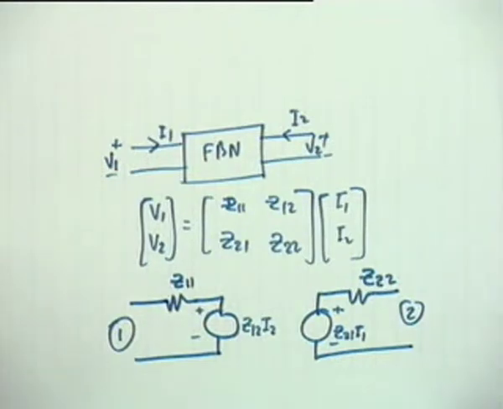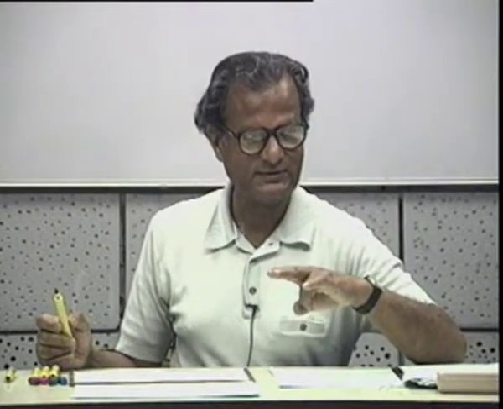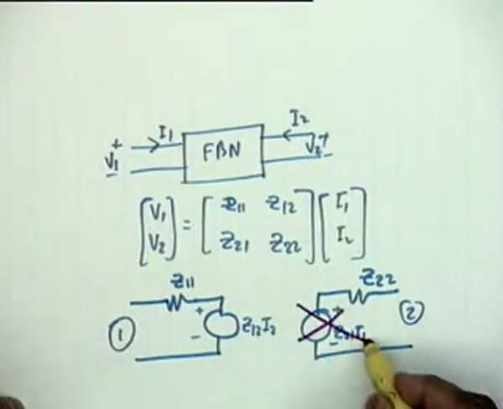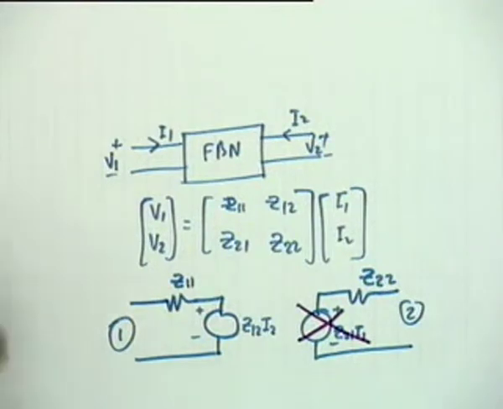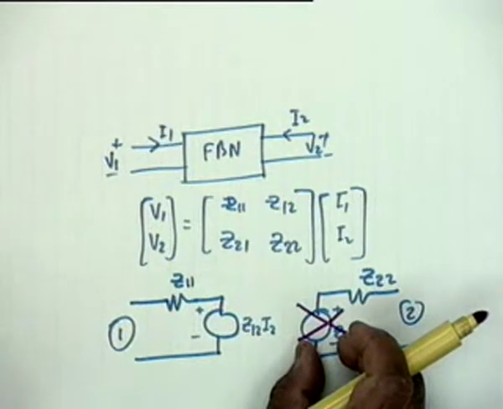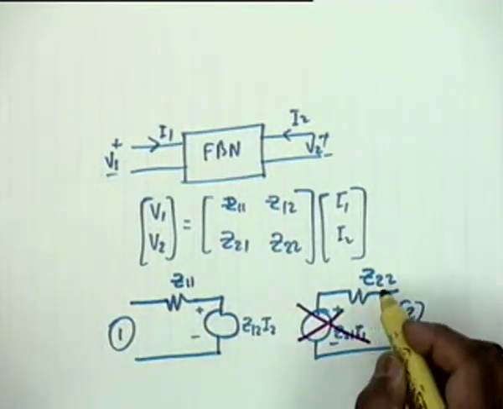Then comes my basic assumption, that is the forward transmission through the feedback network is negligible compared to the forward transmission through the basic amplifier, and therefore I make this equal to 0. Z21 takes care of the forward transmission. If I have a current I1, then there is a voltage here. Okay, and I include Z22.